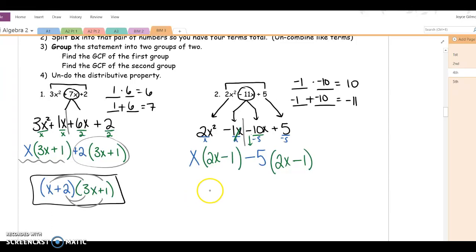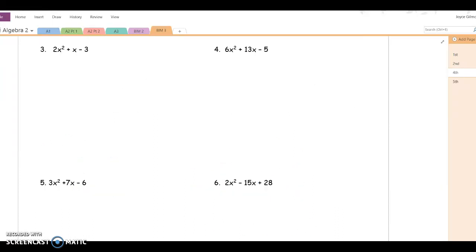So, what is our first set of parentheses going to be? X minus 5. What is our second set of parentheses going to be? 2x minus 1. Try number 3 on your own using factor by grouping.